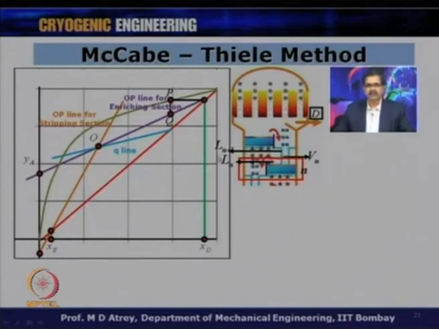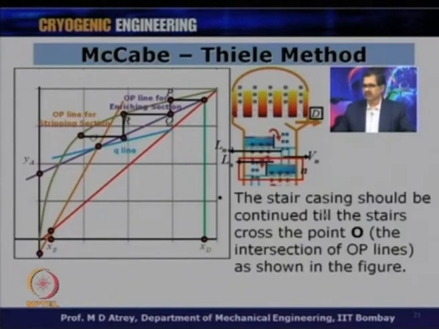So, this staircasing will continue, and this is what I will show you now. The staircasing should be continued till the stairs cross the point O. So, how long will I do this? I will do it, depending on the curves of these two operating lines, till I cross my intersection point O, and as I said, the number of vertical lines would then denote the plate requirement. So, here for example 1, 2, and maybe 2.5. So, I can round it to 3. In fact, I could say 2.5 plates, but 2.5 plates cannot exist. Therefore, I will say 3 plates are required in the enriching section.